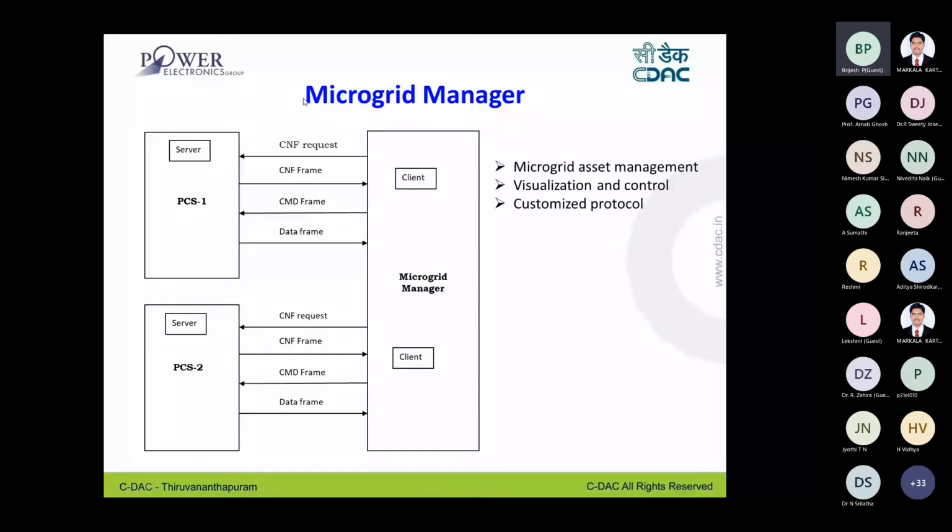This is the basic interface with the microgrid manager. You have your microgrid manager with a customized protocol derived from C37.118, which is used for PMU and wide area monitoring. With such a customized protocol, the PCUs, or power conditioning systems, will communicate with the microgrid manager, and the microgrid manager can utilize this data for visualization and asset management.